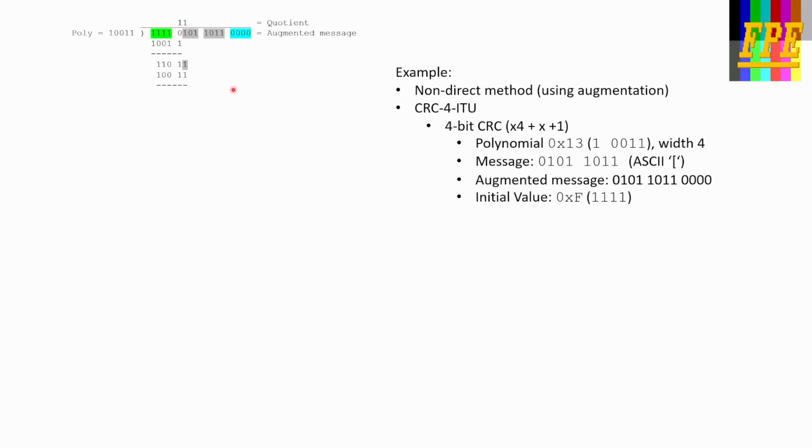If we continue, again, the leading digit was a 1. We pull the polynomial down, do the exclusive OR again, and we get 1 and 0 again is 1, 0 and 0 is also 0, 1 and 1 is also 0, 1 and 1 is 0. Pull down the 0, and we have the next sequence to work with. And if you continue with this, you'll continue to build your quotient up here, which is actually not the part we care about. The CRC is actually going to be the remainder.